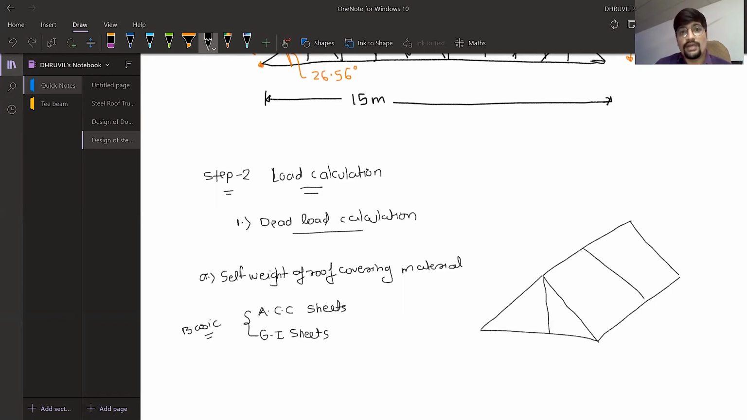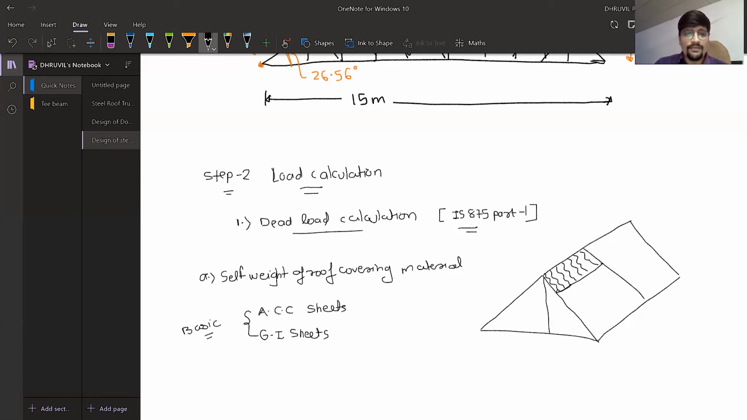If you want more details about that, then you will get them in IS 875, Indian Standard 875 Part 1. There you will get the information about the dead load. Now, it depends on us what we want to assume, which type of ACC sheet or GI sheet we are going to provide. The sheet will appear like this on the roof truss. You have seen this everywhere.